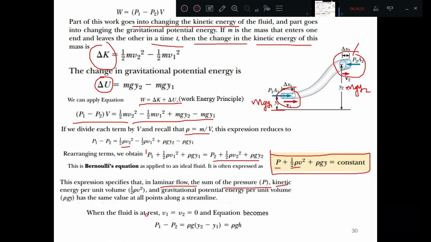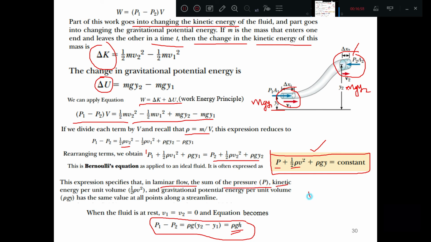When the fluid is at rest, we can take V1 equal to V2 equal to 0, then the above equation becomes P1 minus P2 equals rho g (y2 minus y1). So we can write it as the hydrostatic law, that is rho g h. So this is fluid at rest. If the fluid is in motion, this is the equation to be used.